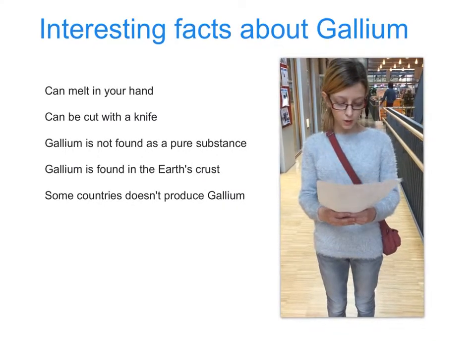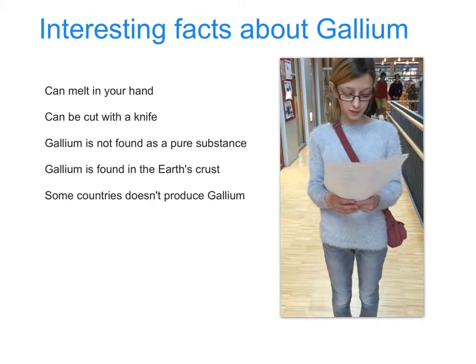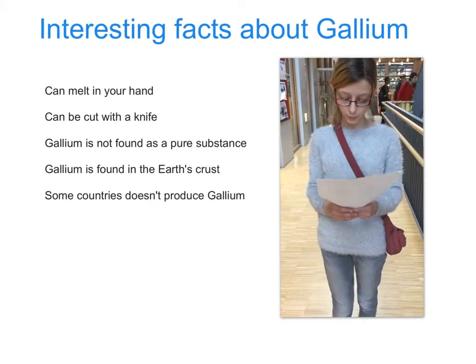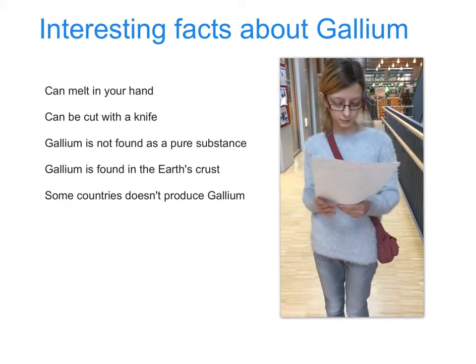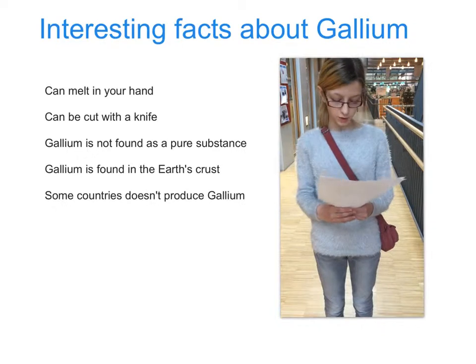Interesting facts. Due to a low melting point, gallium melts in your hands. Since gallium is soft and a metal at room temperature, it can be cut with a knife. Gallium is not found as a pure element in nature. It is found in compounds such as gallium arsenide.